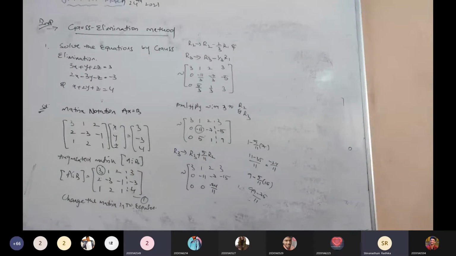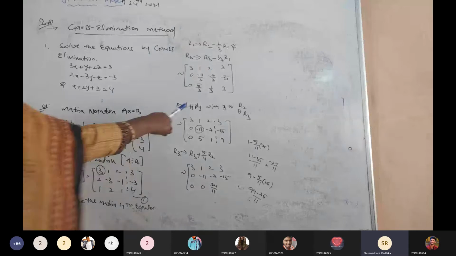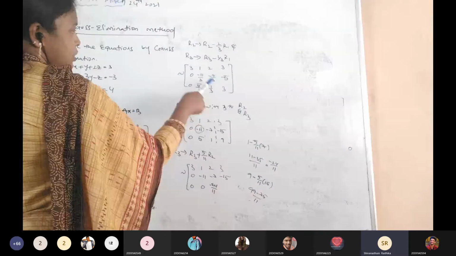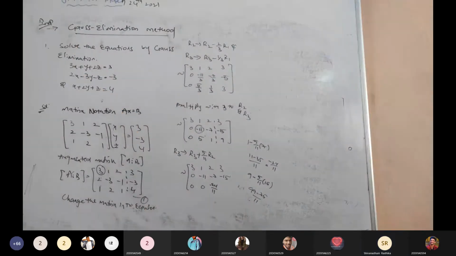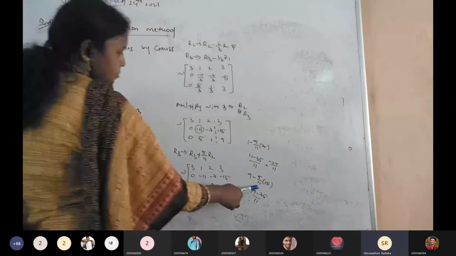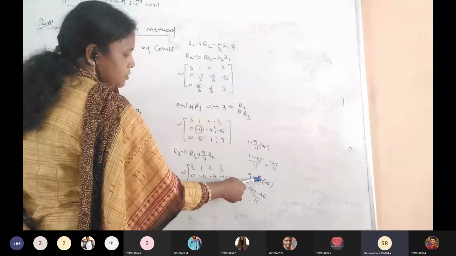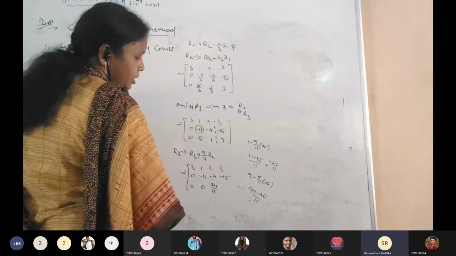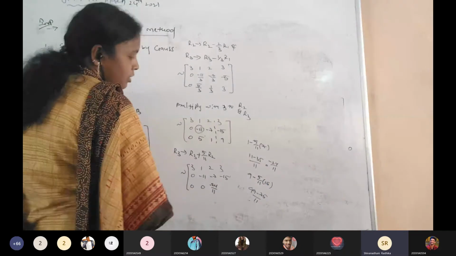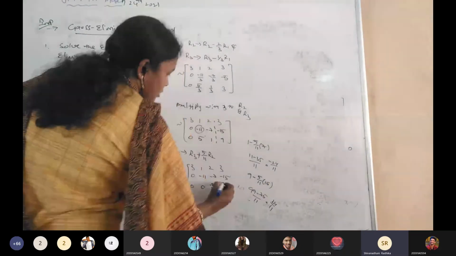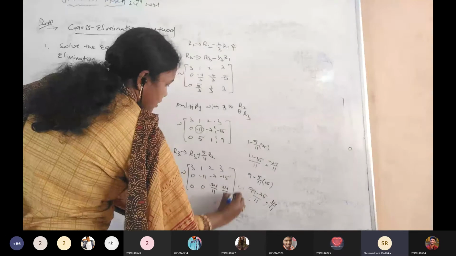I multiply the 3 to the R2 and R3. Okay? Any doubts? And take LCM, that is 11. 99 minus 75. What is the value? 24 by 11. So this one also 24 by 11.